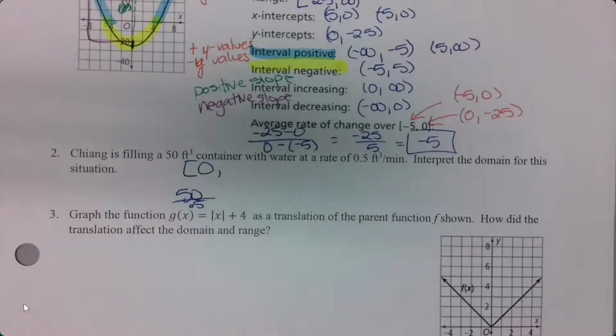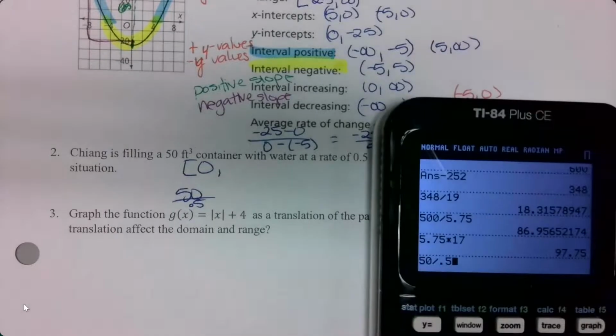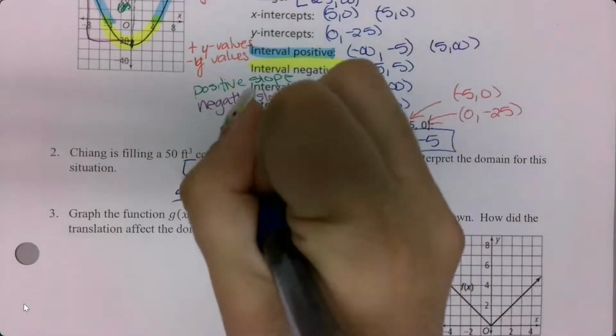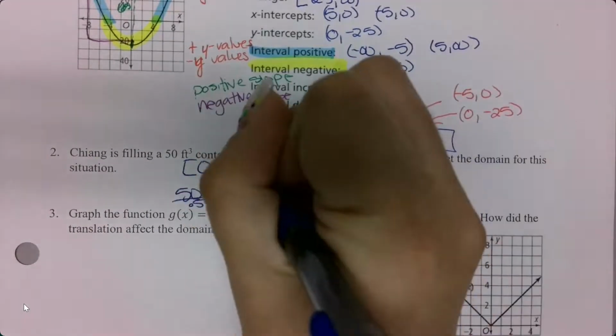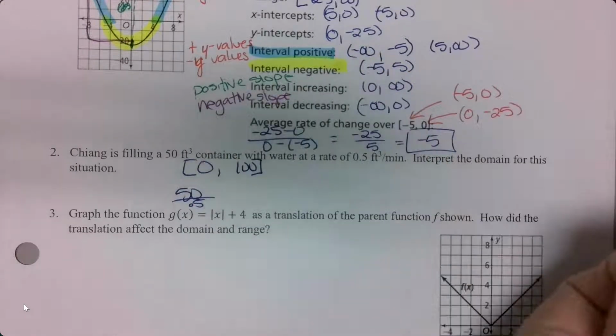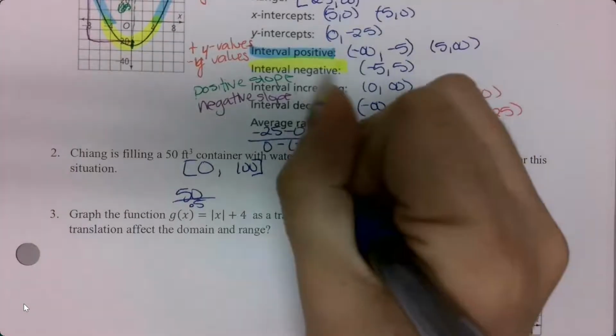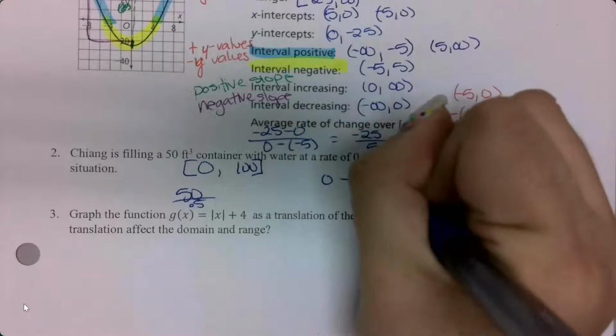So 50 divided by 0.5 gets me 100. So it will take him 100 minutes, and he can go all the way up to 100 because then it'll be filled. So that is my domain, 0 to 100 minutes.